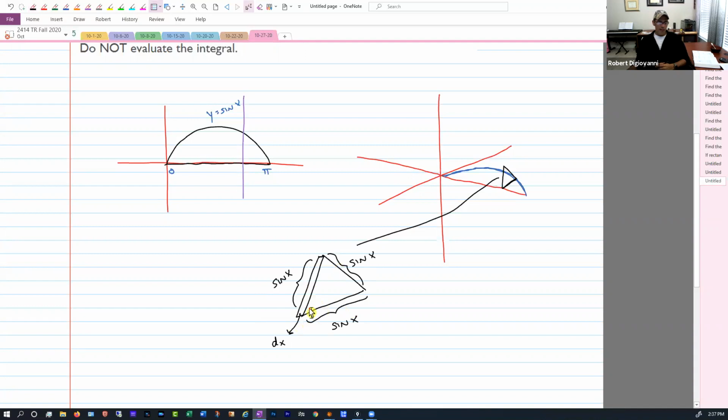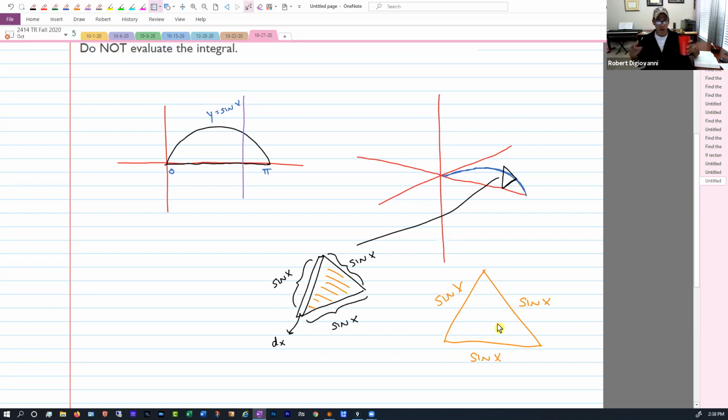So I know the thickness of this. I really just need to figure out what the area of that is right there. So do we know what the area of a triangle is? Right, so I'm really just looking at that from the front. I know that that's sine x, that's sine x, that's sine x, but do we know that area?